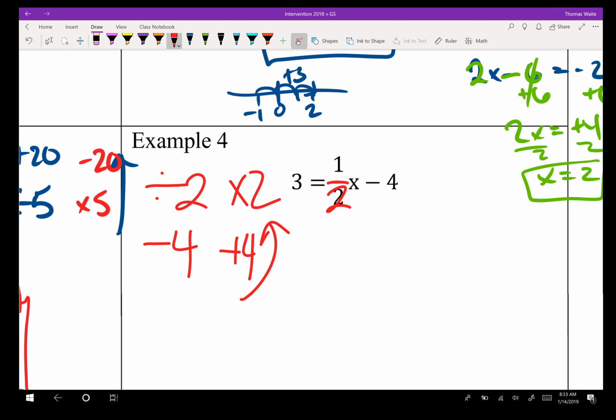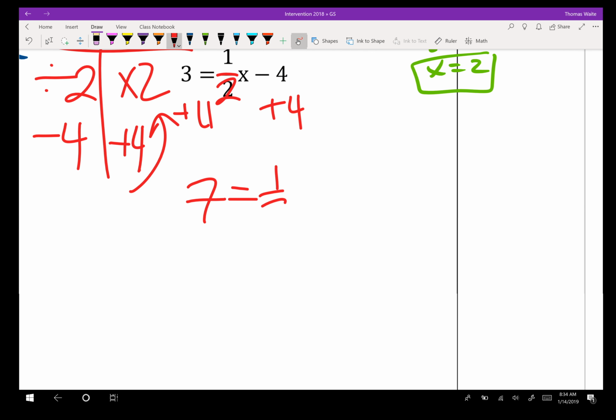Once I pick them out, I just do them. Plus 4, plus 4. Slide this over a little bit. That's going to give me 7 on the left, equals 1/2 x. And then the plus 4 and the minus 4 undo each other, so they're gone. Then I need to get rid of this 1/2, or this divide by 2, so I'm going to multiply by 2 on both sides. 7 times 2 is 14. The 2 and the 2 undo each other. We're just left with x times 1, which is just x. x is 14.